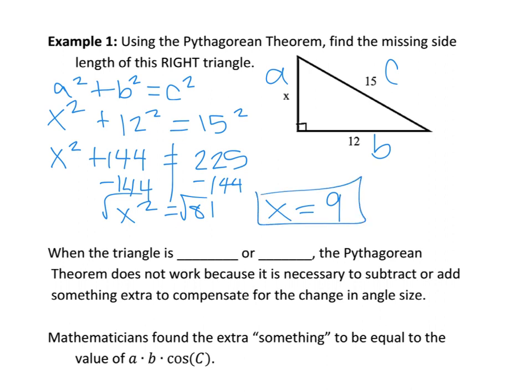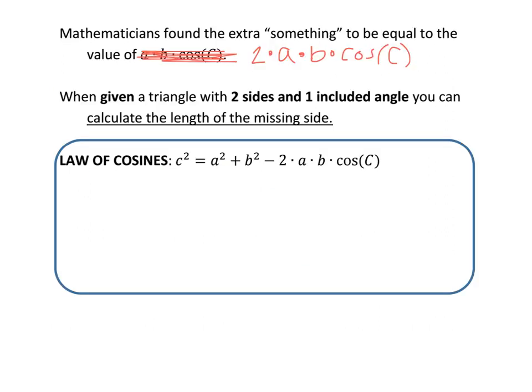Unfortunately though, when the triangle is acute or obtuse, the Pythagorean theorem does not work because it is necessary to subtract or add something extra to compensate for the change in angle size. All right, mathematicians found that extra something to be equal to the value of, cross that part off and write what I wrote, please. It's missing a 2. It should be 2 times a times b times cosine of C.